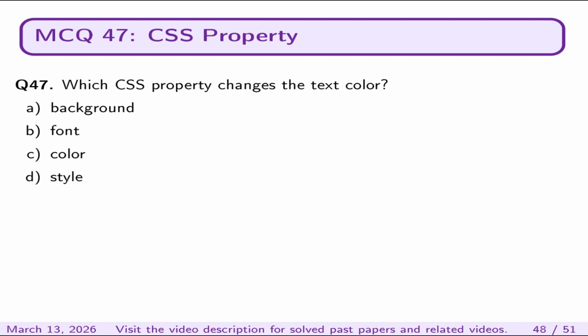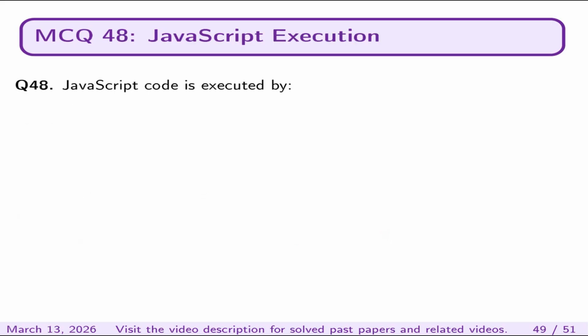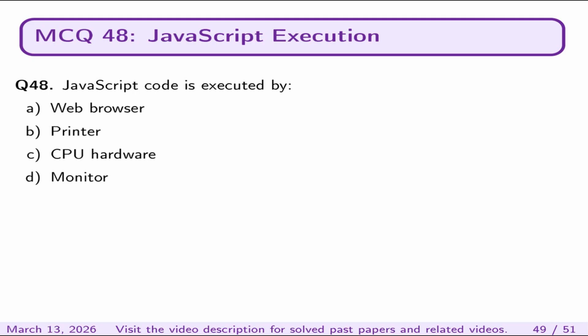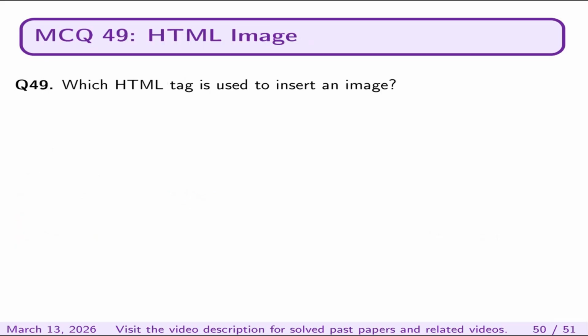Which CSS property changes the text color: background, font, color, style? The correct option is color. The CSS color property specifies the color of text. JavaScript code is executed by: web browser, printer, CPU hardware, monitor? The correct option is web browser, because JavaScript is executed by the web browser to create interactive web pages.